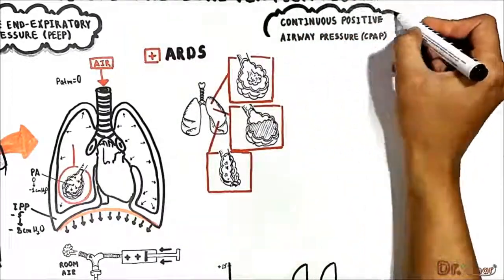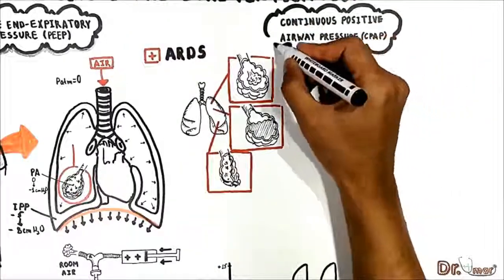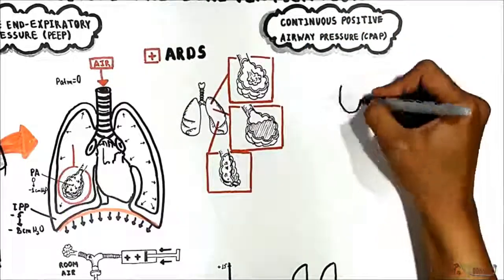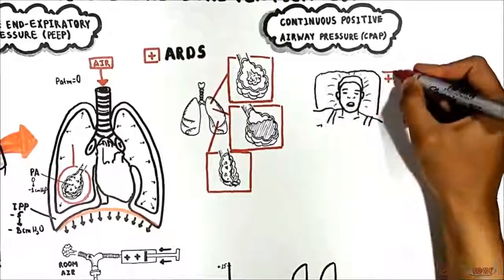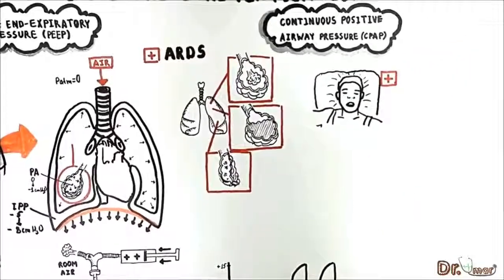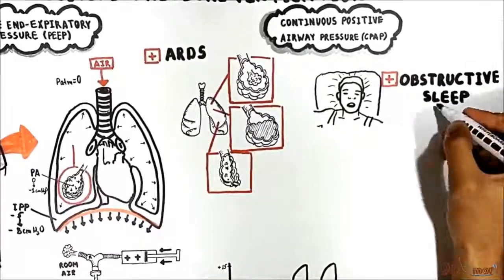The second important type of positive pressure ventilation which we deal with is continuous positive airway pressure. In clinical practice, CPAP is commonly used in treating obstructive sleep apnea.